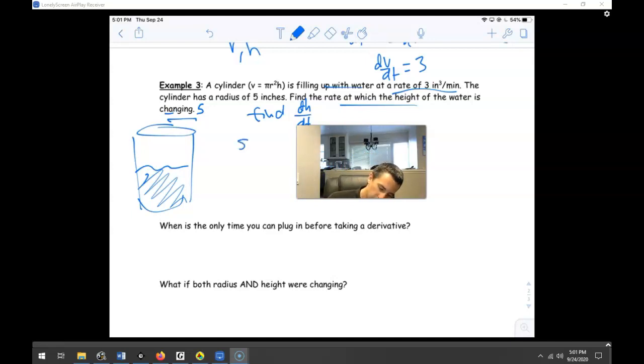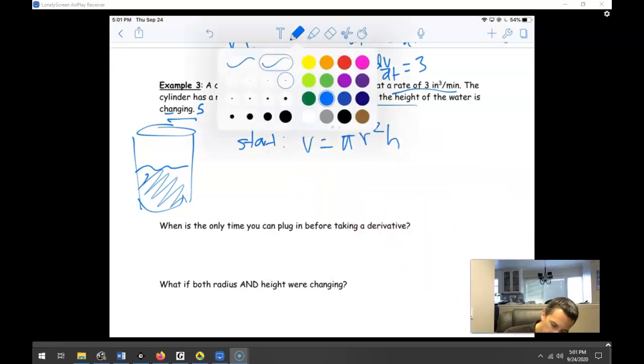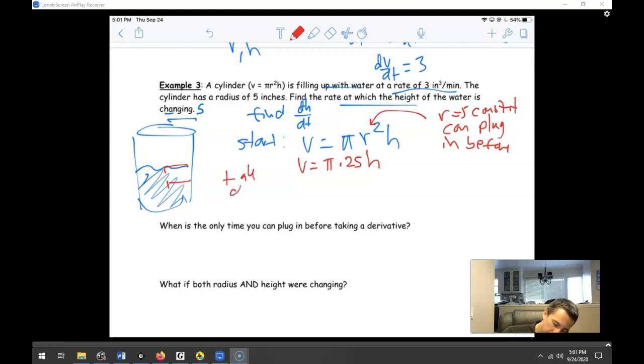So what we have here is a radius that is constant. Let's go ahead and start with this equation. My starting point is V equals pi r squared h. Now when I want to solve this problem, because my r is constant, I can plug it in before taking a derivative. Because that radius is not changing, that radius is always 5, no matter how full of water the cylinder is, I can just plug that r equals 5 right in there. So my volume is just pi times 25h. And I can do that before I take a derivative because it's constant.